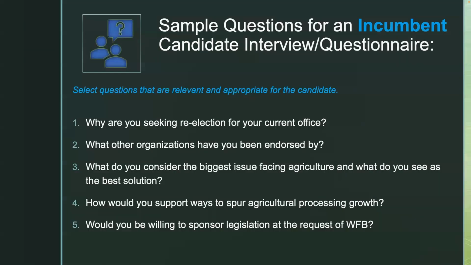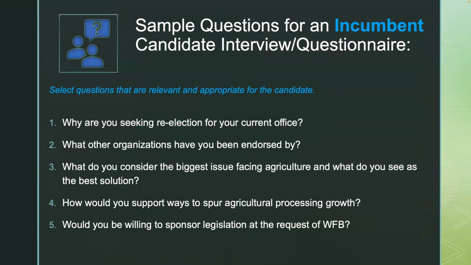So speaking of questions, if an individual county's CEC would like to develop a questionnaire or develop some sort of forum, here are some questions that you might be considering as you look at developing that questionnaire. These are specifically for an incumbent, but if you're looking at an incumbent, you might send some questions such as, why are you seeking re-election? What other organizations have you been endorsed by?